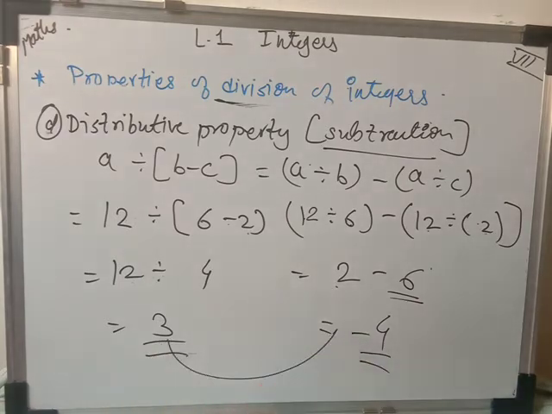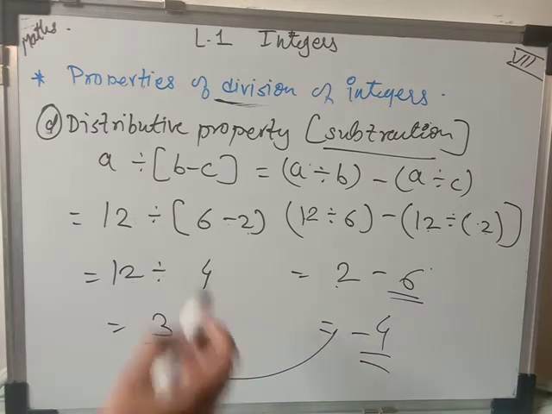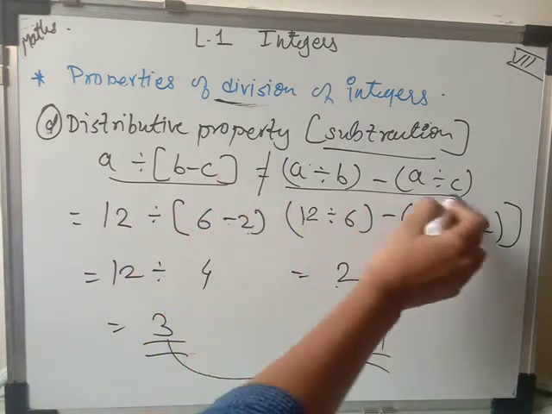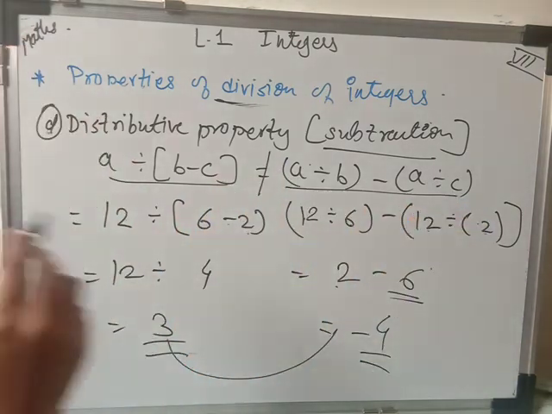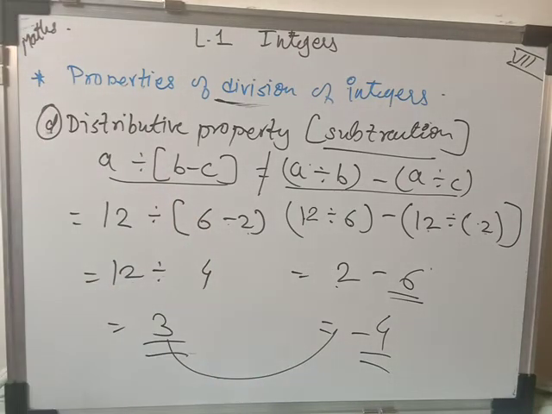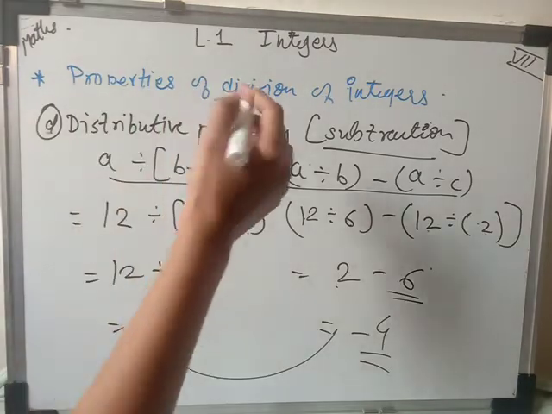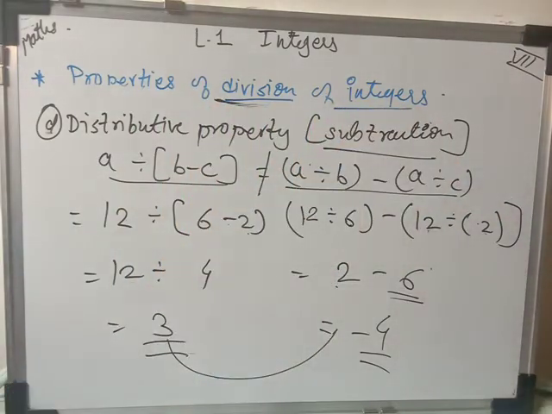So here from both the equations we got different answers. It means that this equation is not equal to this one. So the distributive property for addition and subtraction, both are not valid for the division of integers. Here we have seen 4 different properties, and these 4 different properties are not usable for the division of integers. That you have to remember, students.